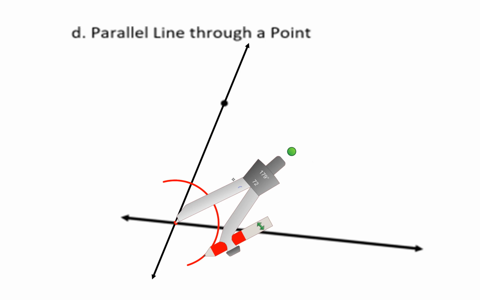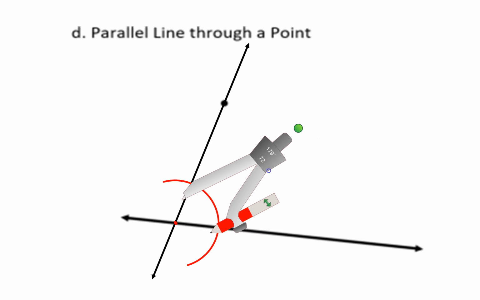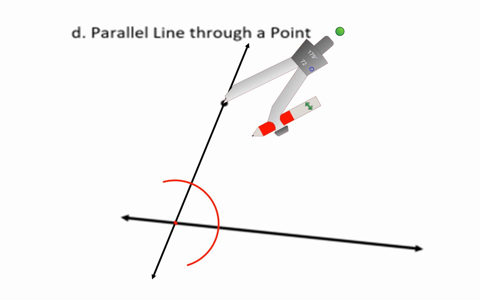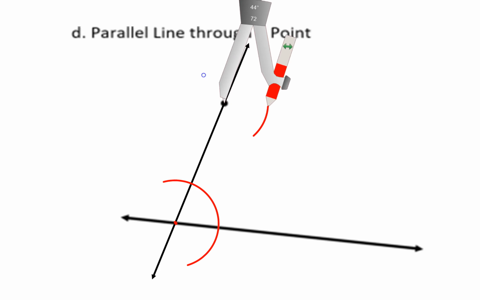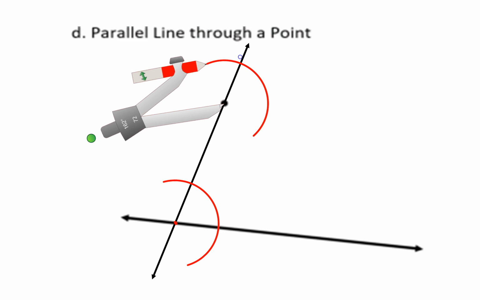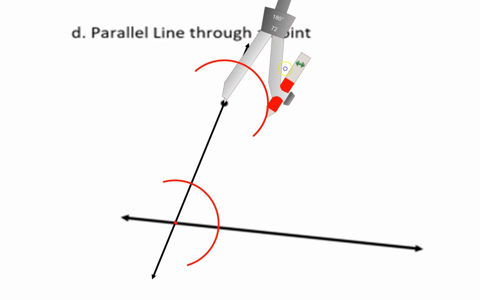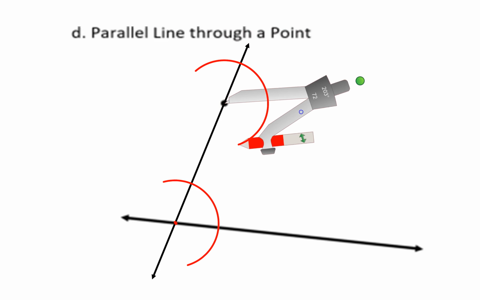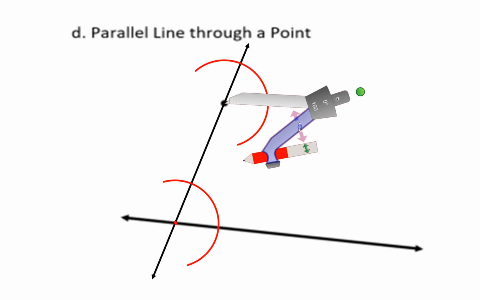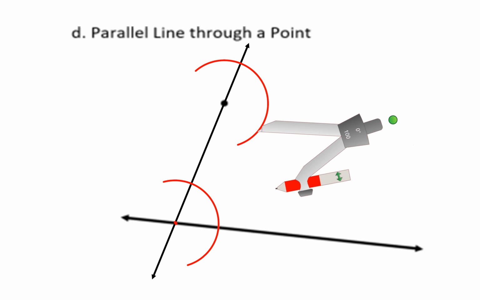Then we're going to come up and draw the same arc on that given point and through this line that we got here. So we're going to draw that arc there. Now that we have those two arcs, we want to find the distance between this point of intersection here and this point here. Then we're going to duplicate that distance up here.